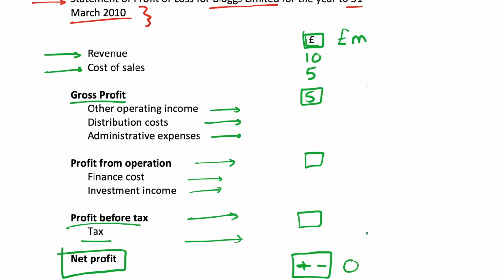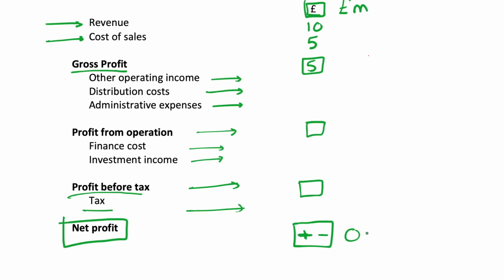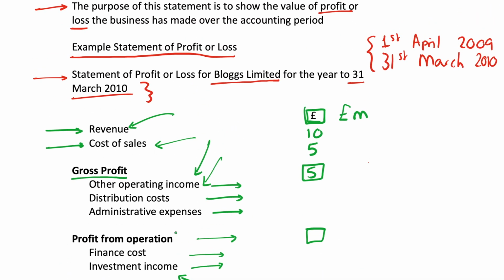So that's the purpose of this statement. I haven't gone into too much detail, but that's the general idea, that we have incomes like revenue, and then we have expenses like cost of sales, and we have lots more expenses, and we have lots of potential ways that we can make income, for example from investments. But that's what this statement does. It takes all our incomes, all our expenses, and we add and subtract these until we figure out what a business's net profit is over a period of time. So this period of time is going to be the year to the 31st of March 2010.